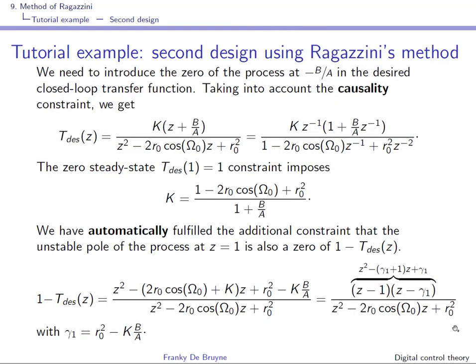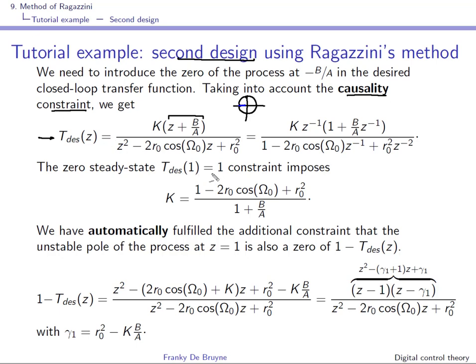Well, in this second design we keep our zero over here that is located on the real axis, on this side over here, in the numerator of our desired transfer function. You can see that if you write everything in terms of z minus 1, you have a delay in the system of 1, which is also precisely the delay of the process. So we have taken the causality constraint into account.